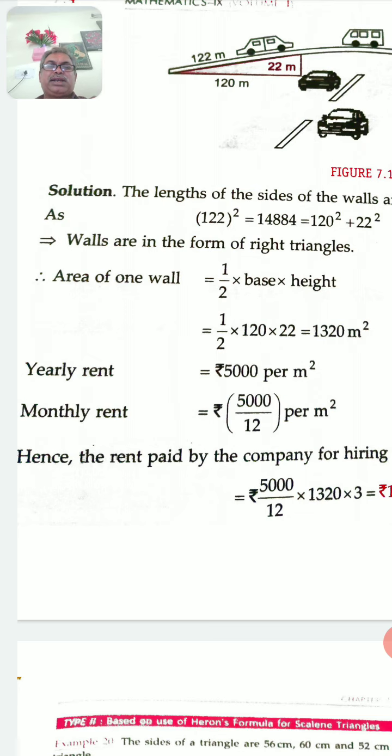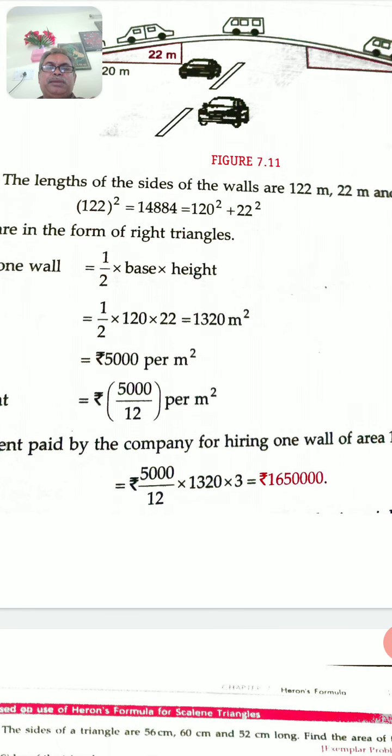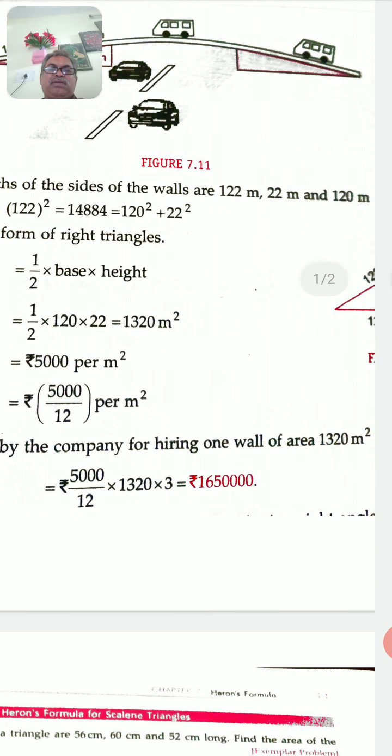So the per month rate is 5000 by 12. This is the per month rate, and this is the area, and this is the 3 months we have taken. So per month rate, area, and into 3 months. So the total cost is 16 lakh 50,000. Like this we can find its area.